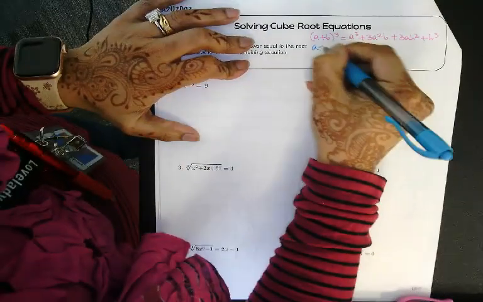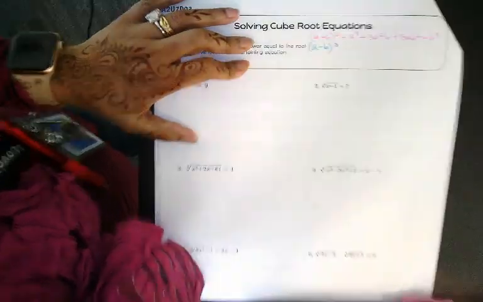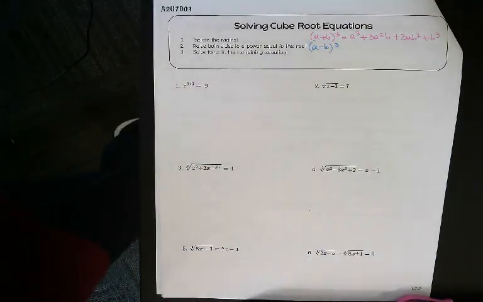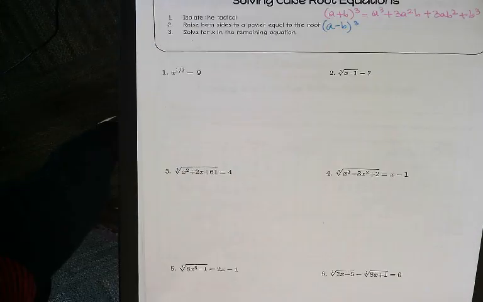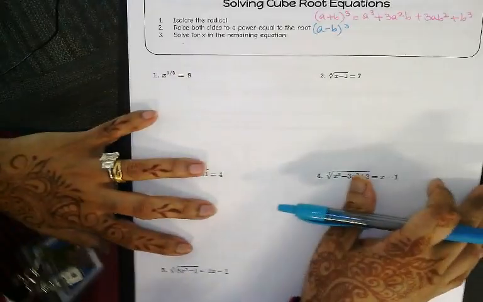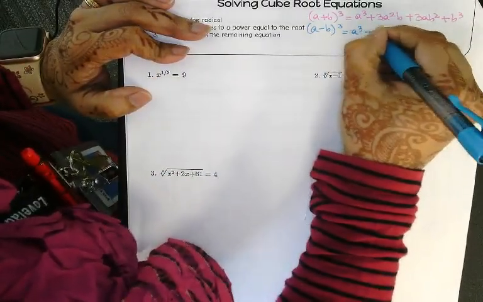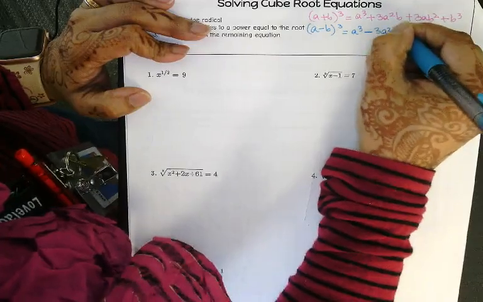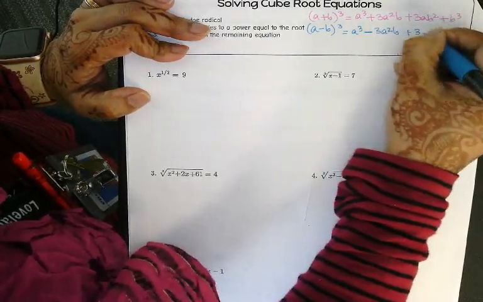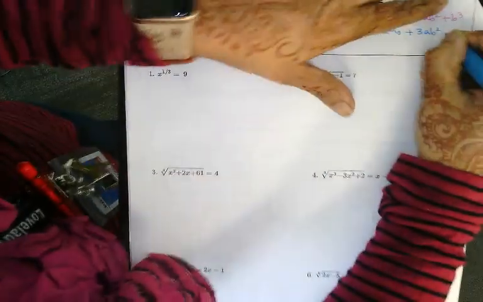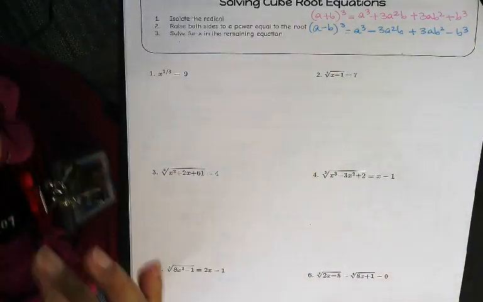And if you have a minus in the middle, a minus b whole cube is the same formula, only the alternate terms get a negative. So it's going to be a cubed minus 3a squared b plus 3ab squared minus b cubed. These are the two formulas we're going to use today. We're going to learn how to use them.